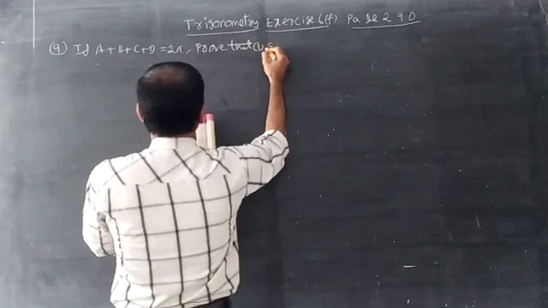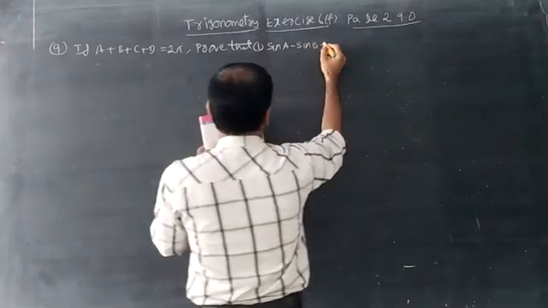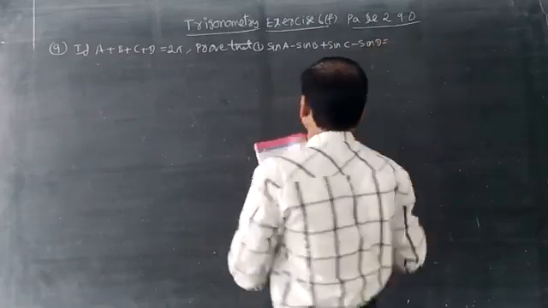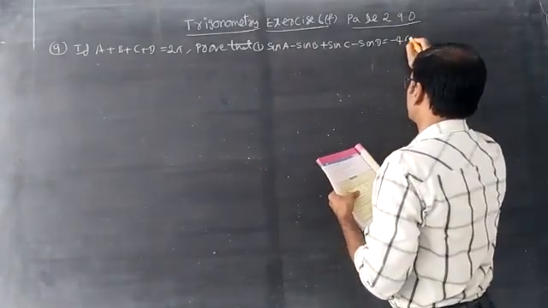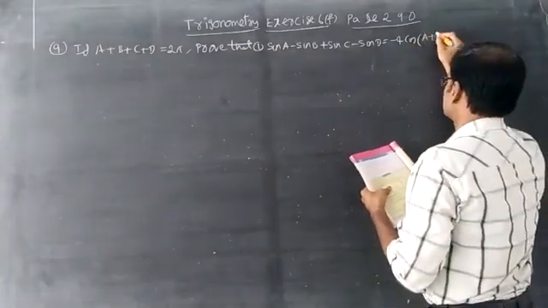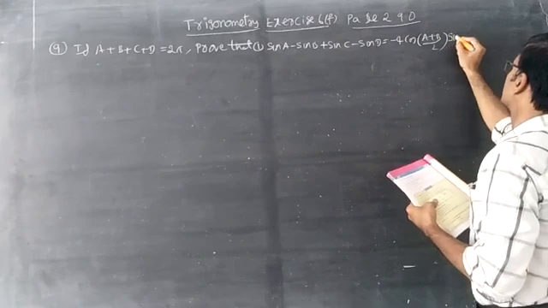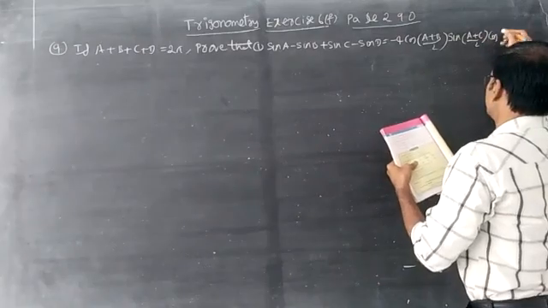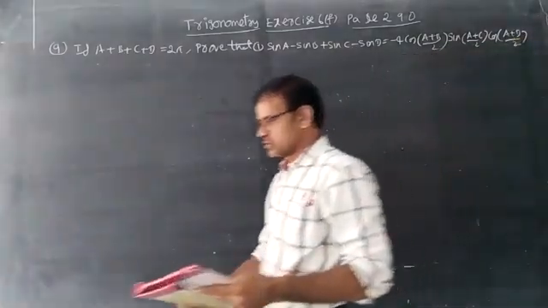that, first question, sin A minus sin B plus sin C minus sin D is equal to minus 4 cos of A plus B by 2 sin of A plus C by 2 into cos of A plus D by 2.